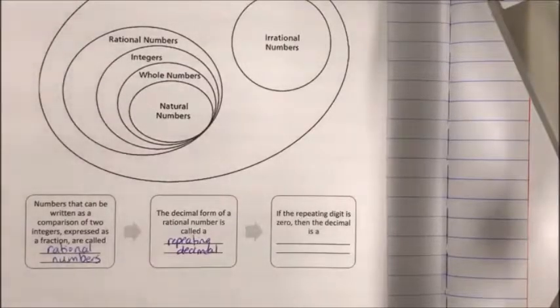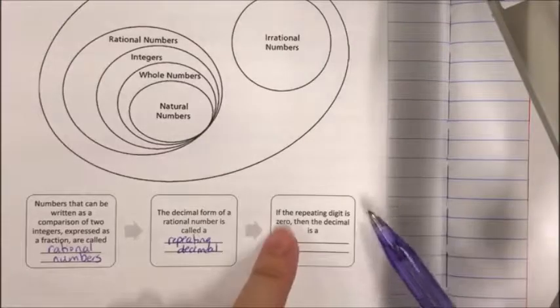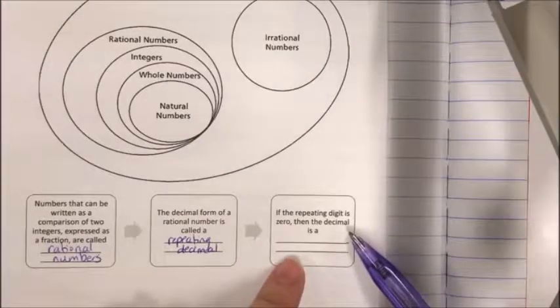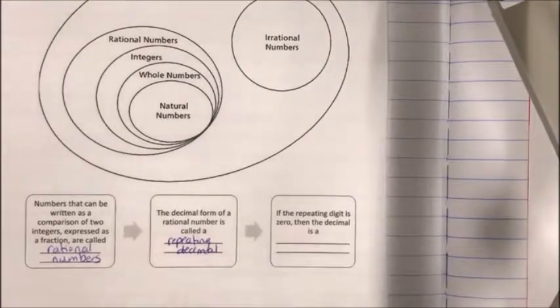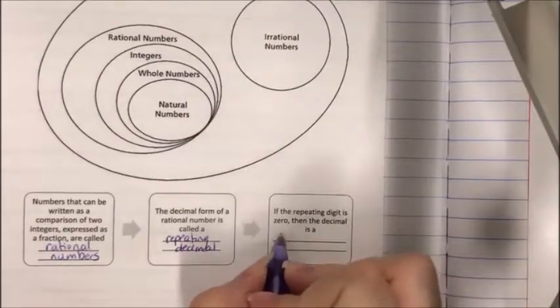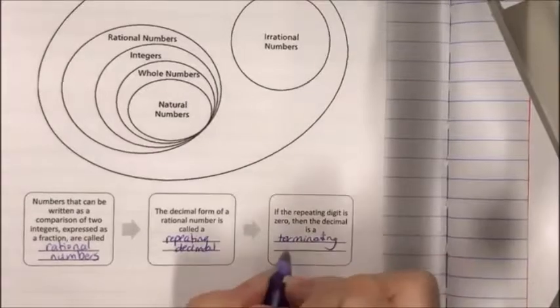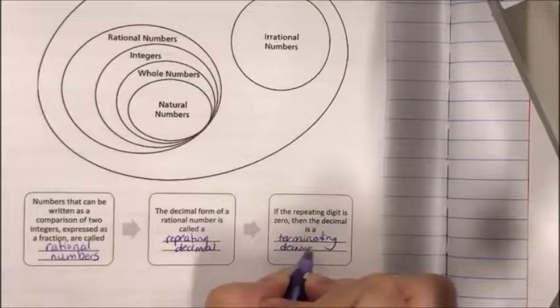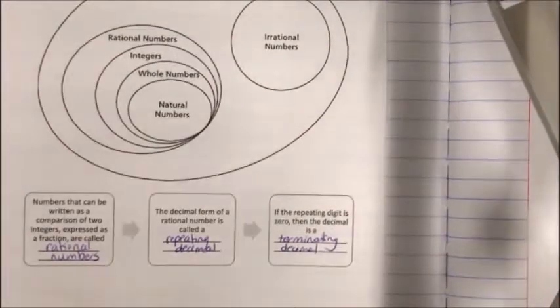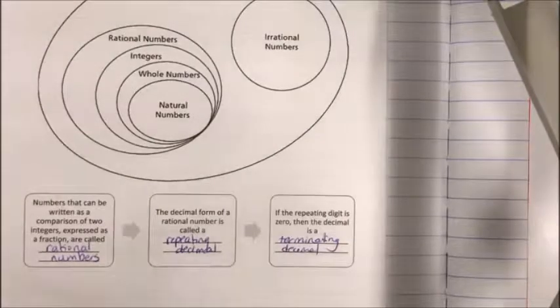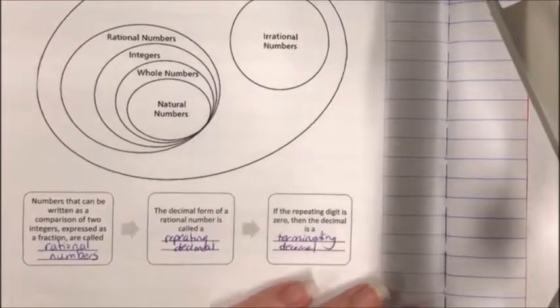It's a repeating pattern. If the repeating digit is 0, then the decimal is a blank blank. And in those two blanks, you're going to write terminating decimal. So that's if it stops, if it truncates, also called stopping, it's a terminating decimal. Okay, so now we can move on to our next page.